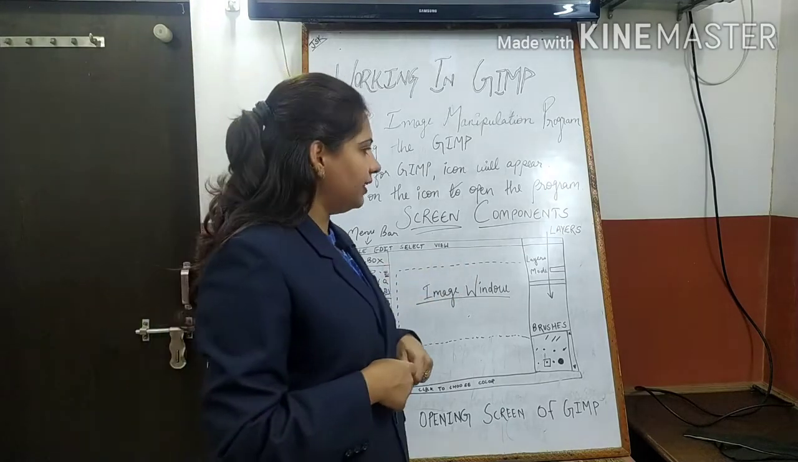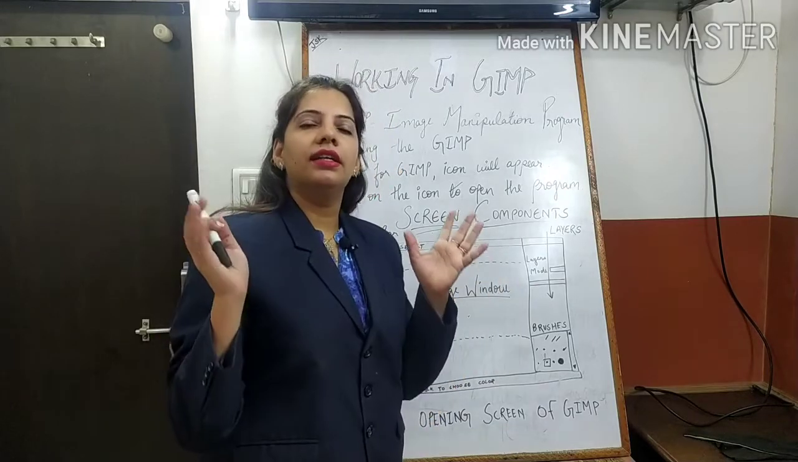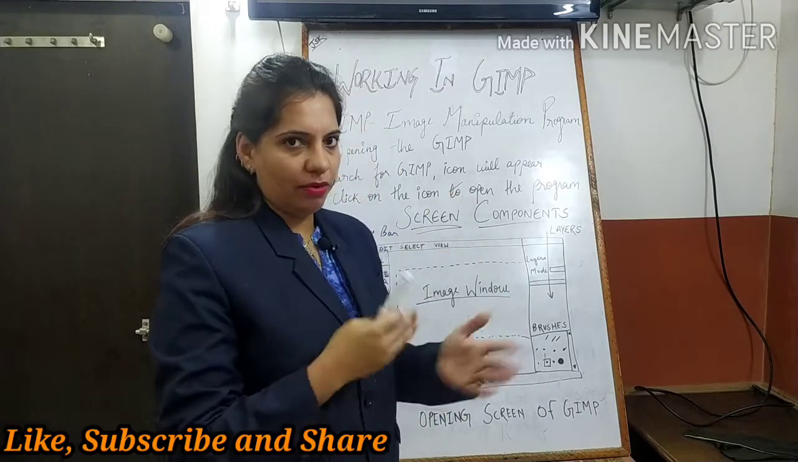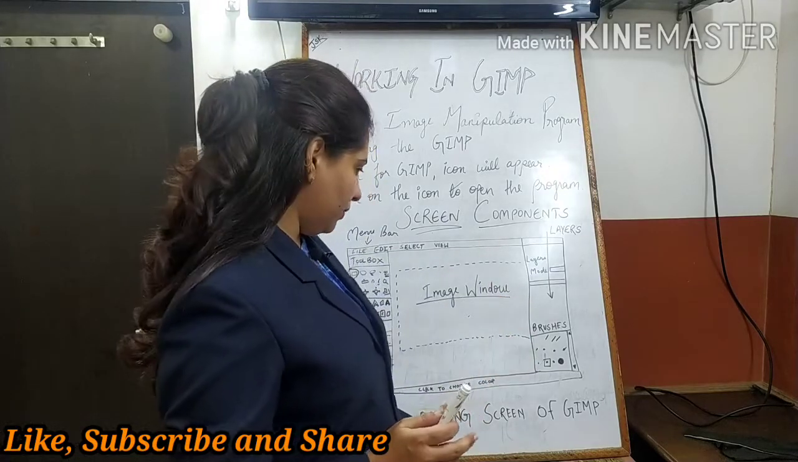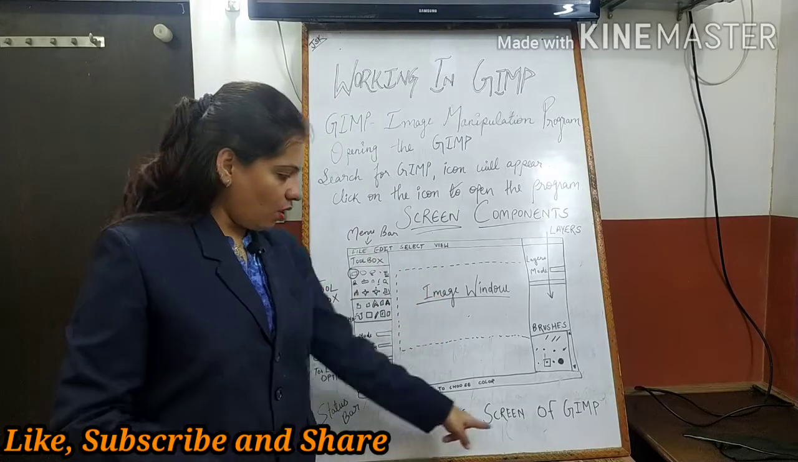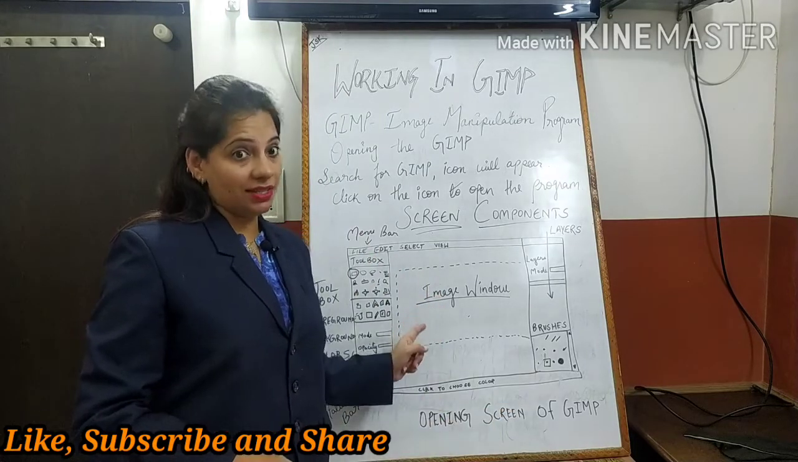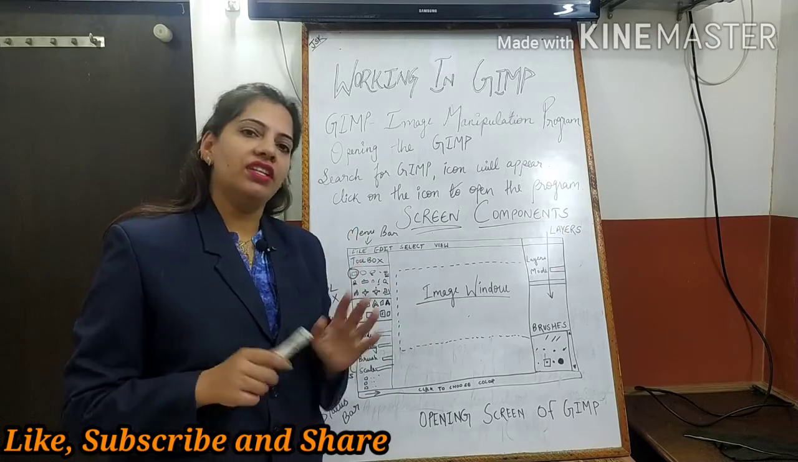Now we move to the right side. Here you can see the layers will be mentioned. The image file is made up of different layers. So layers will be mentioned and the sub options are there. Okay, so this is the screen of GIMP, the opening screen. Here you will be doing the work further. So this is the opening screen of GIMP.